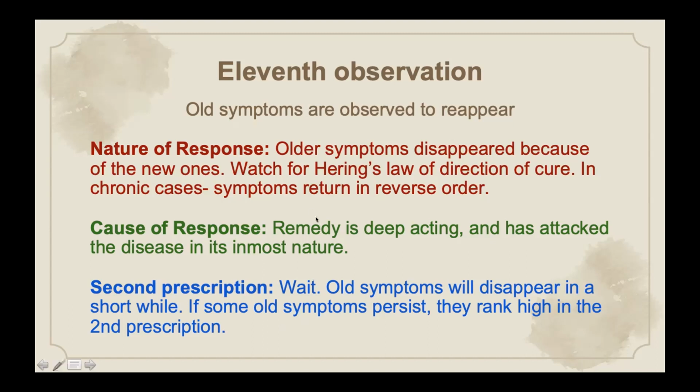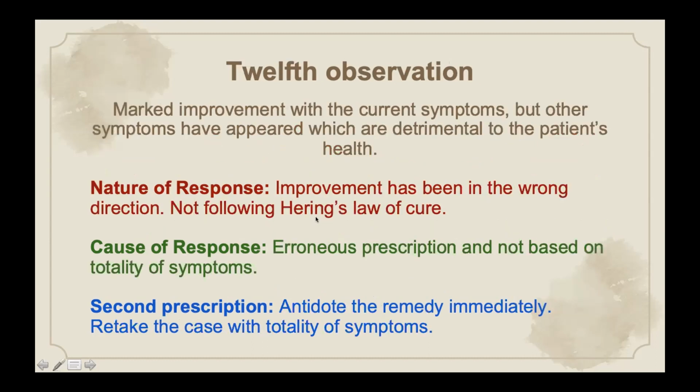And the last observation, the 12th observation, is a marked improvement with the current symptoms. Okay, the patient had rheumatism of the knees and the ankles, and they've come to you and said, this is really troubling me. You do a great prescription, and they come back and say, I really feel better with my arthritis in the knees and in my ankles. But you know what, my spine and my heart, something is wrong with it. I feel these palpitations. This is when symptoms are going in the opposite direction.